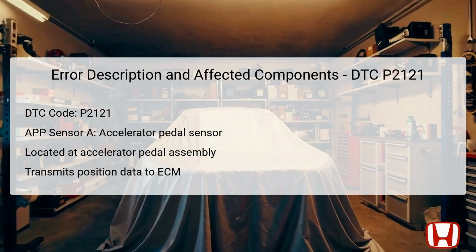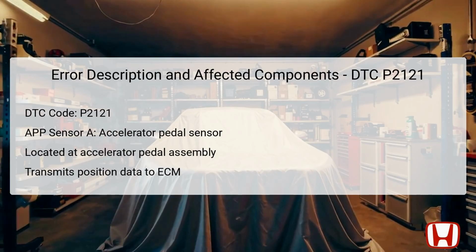DTC P2121 specifically indicates an issue with the APP sensor A, also known as TP sensor D, which is crucial in monitoring the position of the accelerator pedal. This sensor is an integral part of the accelerator pedal assembly, located in the driver's footwell area. Its primary role is to transmit real-time data about the pedal's position to the engine control module, ECM, which in turn adjusts the throttle opening for optimal engine performance.